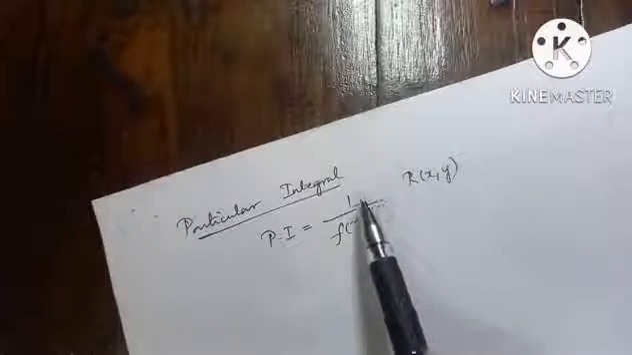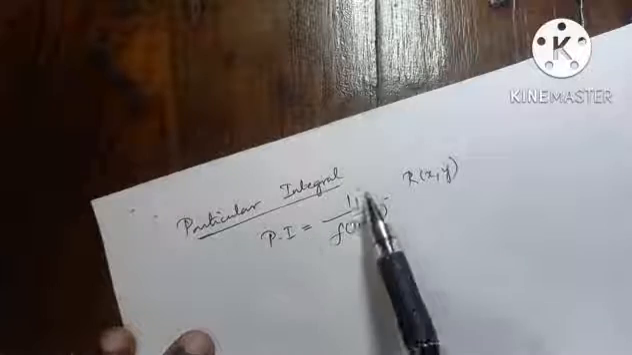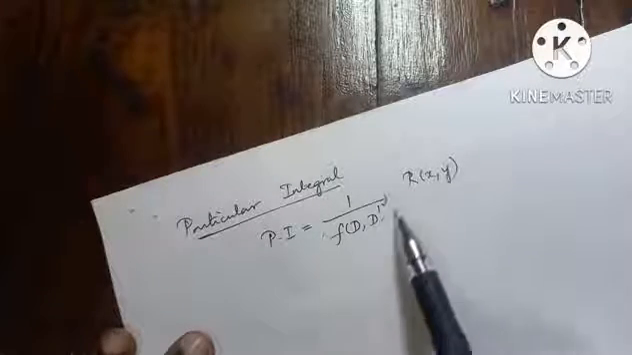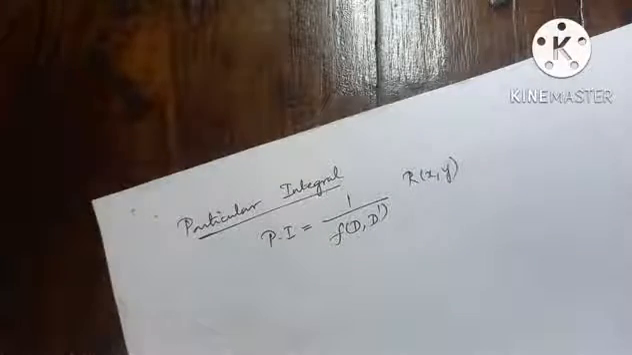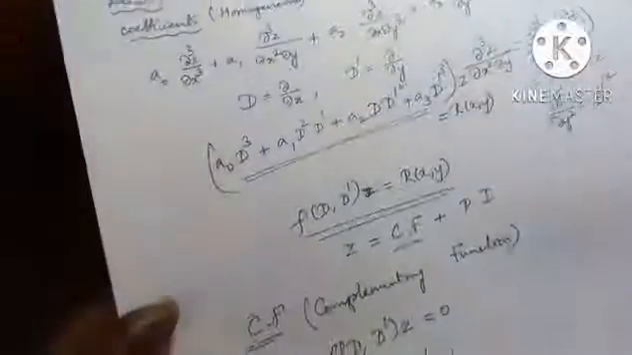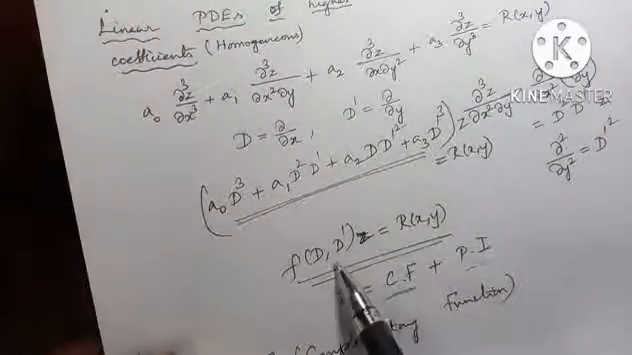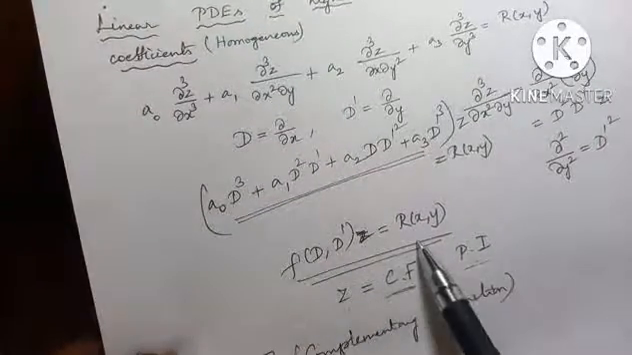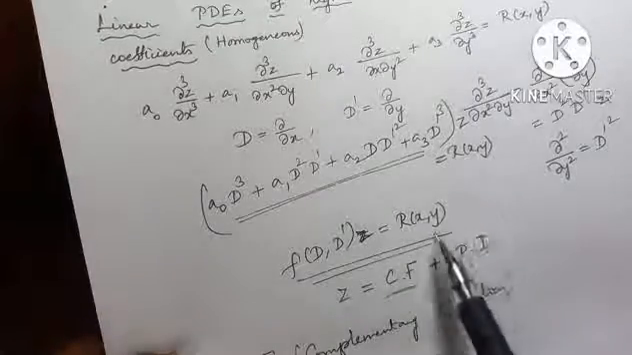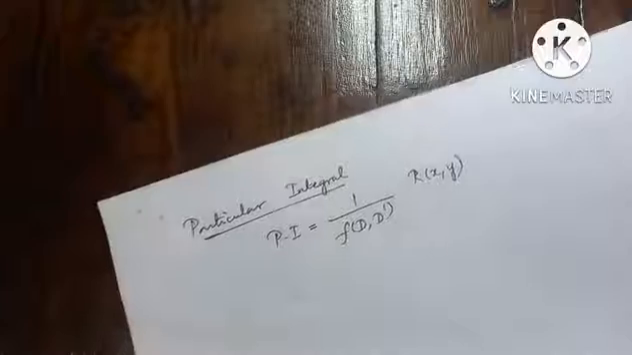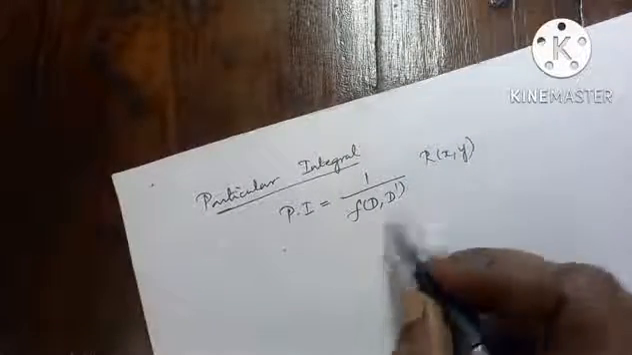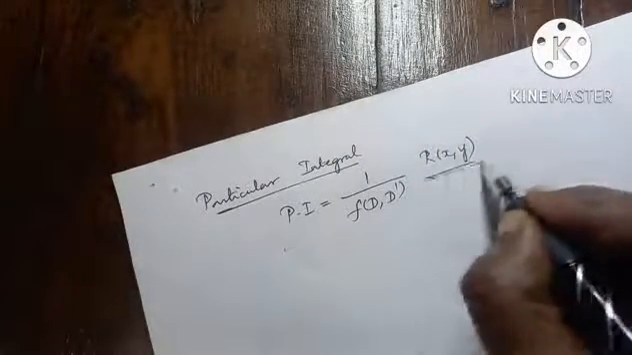So the particular integral, PI, the rule is 1 by function of D comma D dash into some R of x comma y. To find the complementary function, the right-hand side should be 0. And to find the particular integral, it is 1 by f of D comma D dash into some R of x comma y. Okay, that is the rule to find the particular integral. Okay, next, see this R of x comma y.